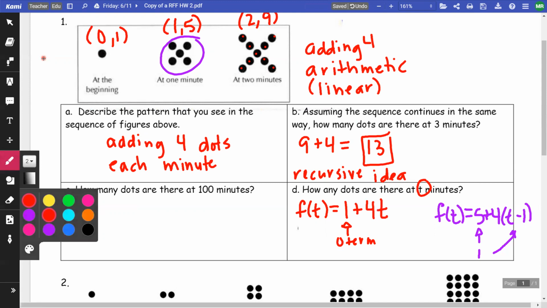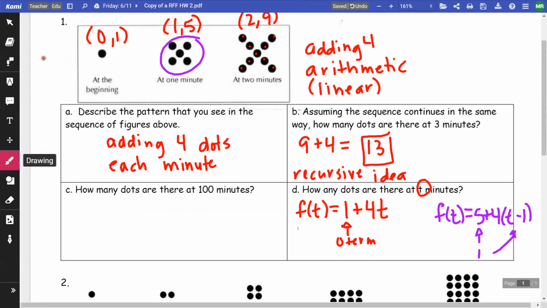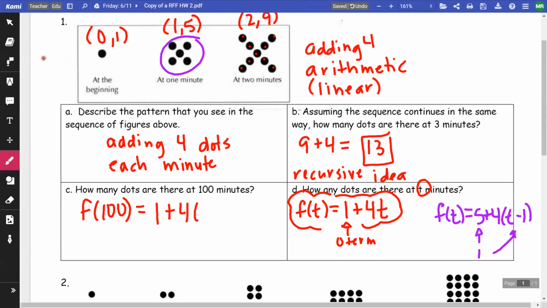Okay. So I'm going to use my equation right here to figure out 100. So I'm basically finding f of 100 because I want 100 minutes. And so I'm going to go 1 plus 4 times 100, which is going to be 401. 401 dots.